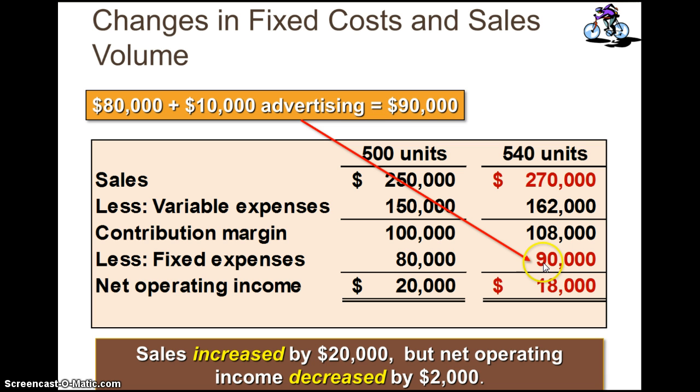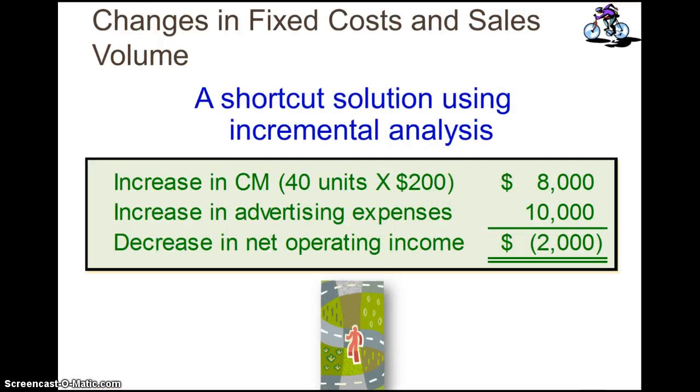Subtract out our new fixed cost of $90,000, we have net operating income of $18,000. Therefore, sales increased by 20 grand, but net operating income decreased by $2,000. So the impact of our contribution margin increased by a lesser amount than what our increase in fixed cost did. Contribution margin went up $8,000, fixed cost went up by 10. Not a great idea. So we're $2,000 worse off.